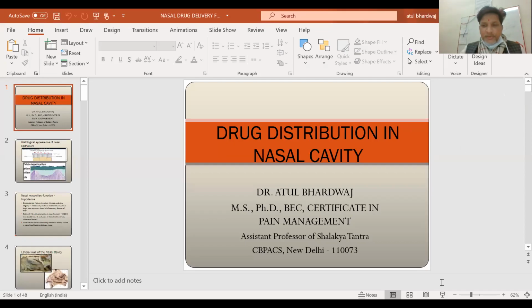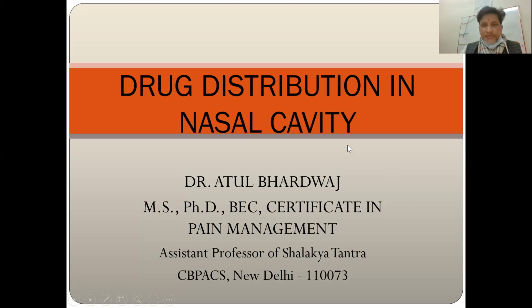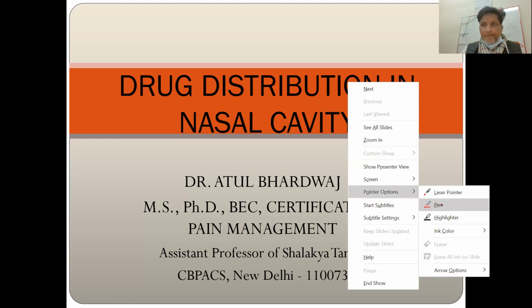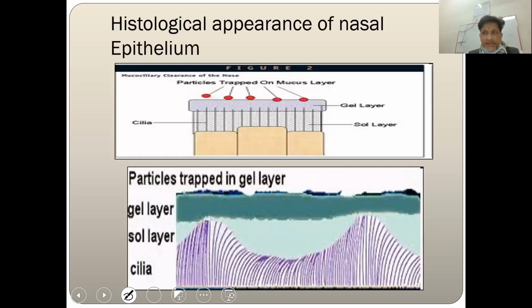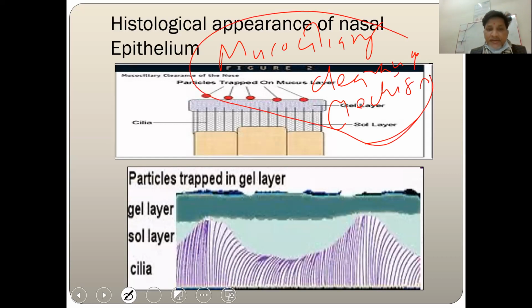We have already discussed some anatomical aspects of nasal drug delivery system, how different forms of nasal drugs are distributed in the nasal cavity. Let me take a pen first. Okay, let me shift this in the corner. We have already discussed the mucociliary clearance mechanism, which is the single most important factor in distribution of the nasal cavity drugs.